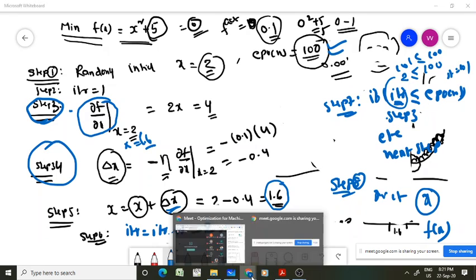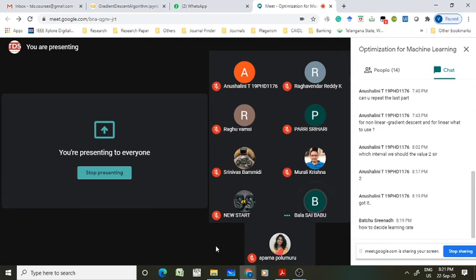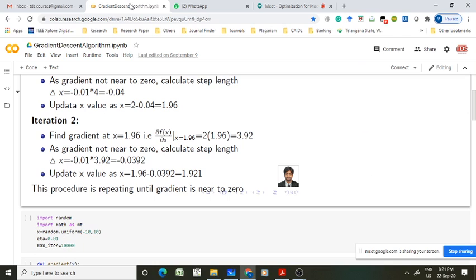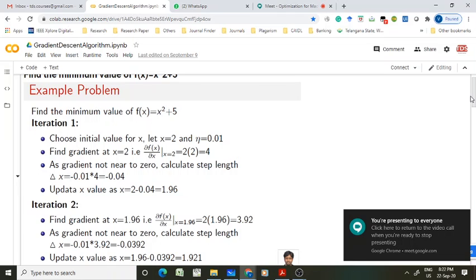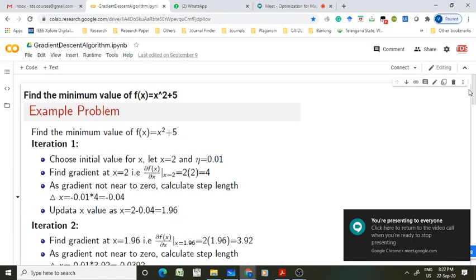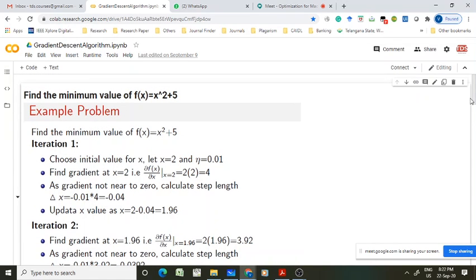Now I want to share our Google Colab notebook. Are you able to see it? Yes, sir. So this is the Google Colab notebook I already shared with you. Most of the people have only one device. If you have two devices, then you follow me on one device and you can do your exercise on your other device. Otherwise, just follow and later you can do the exercise.